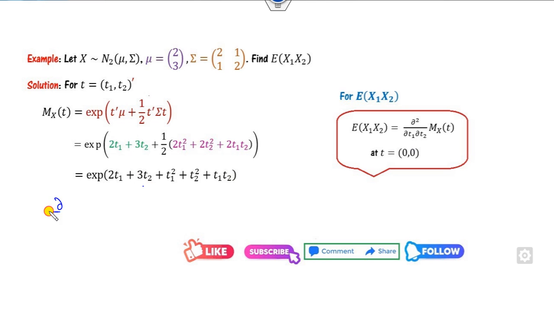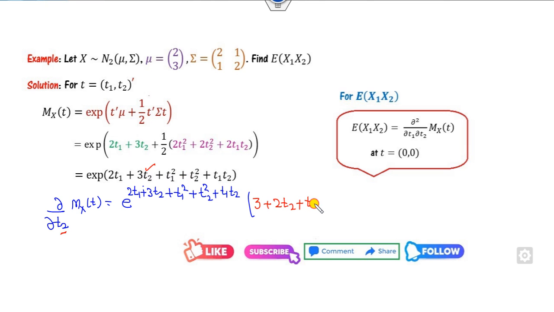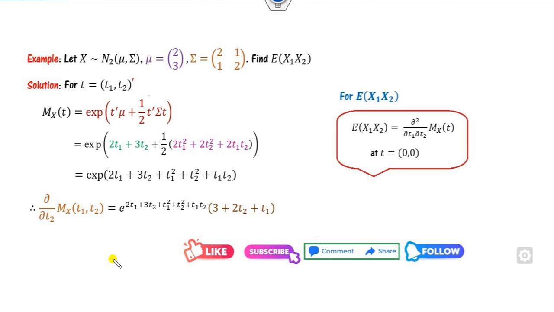Now I can take the partial derivative of this firstly with respect to T2. So the exponential part is always the same, 3T2 plus T1 square plus T2 square, into the derivative of this component with respect to T2, that's 3 plus T2 plus T1. Fine. Now you need to find the second derivative.